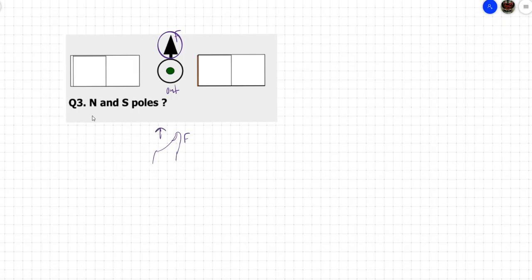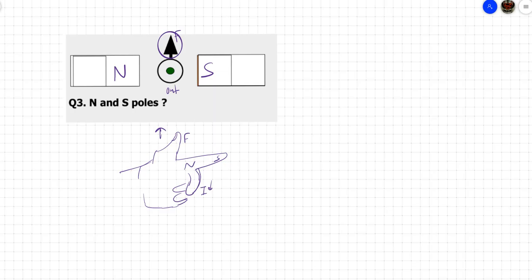Now the middle finger. The thumb's going up, and the middle finger is going this way, going out. Then the index finger will point this way. So therefore north to south: this will be north, and this will be south, because this is the only way that makes sense for it to work. Here we go. Nice one.